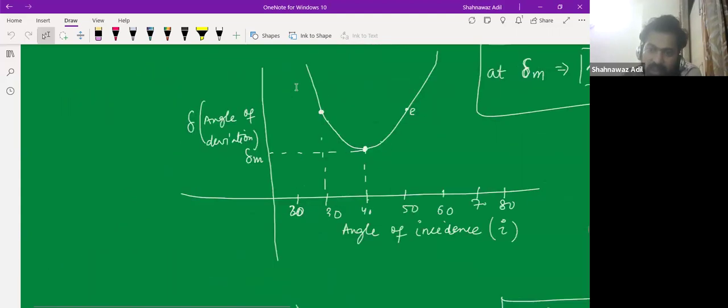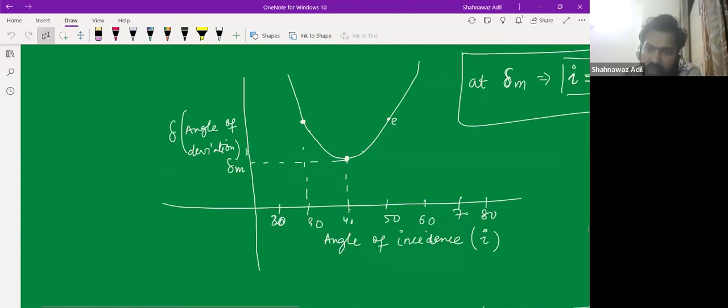And this graph is also important: the deviation with the angle of incidence. This has been asked many times, two times in fact. So just remember this graph. This would be the behavior, a parabolic behavior of the deviation. Firstly it will decrease and then it will increase with the increase in the angle of incidence.